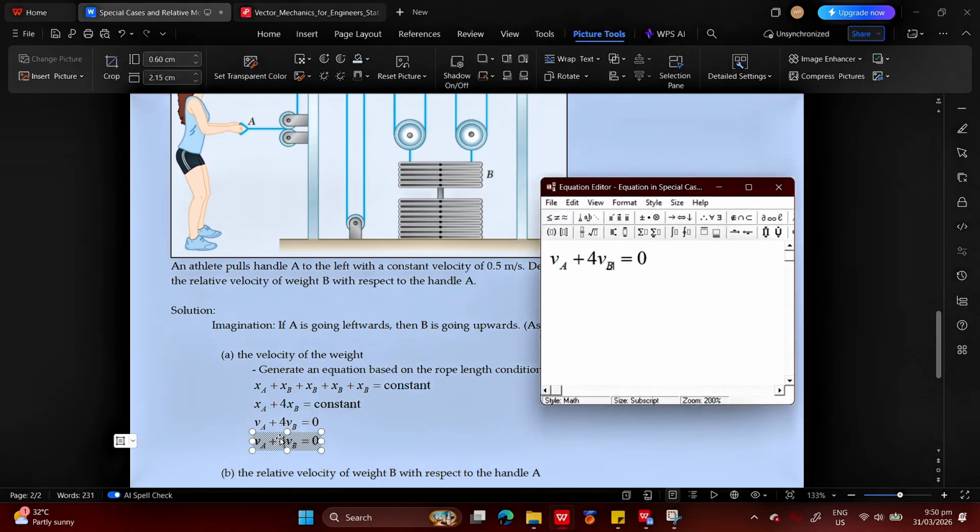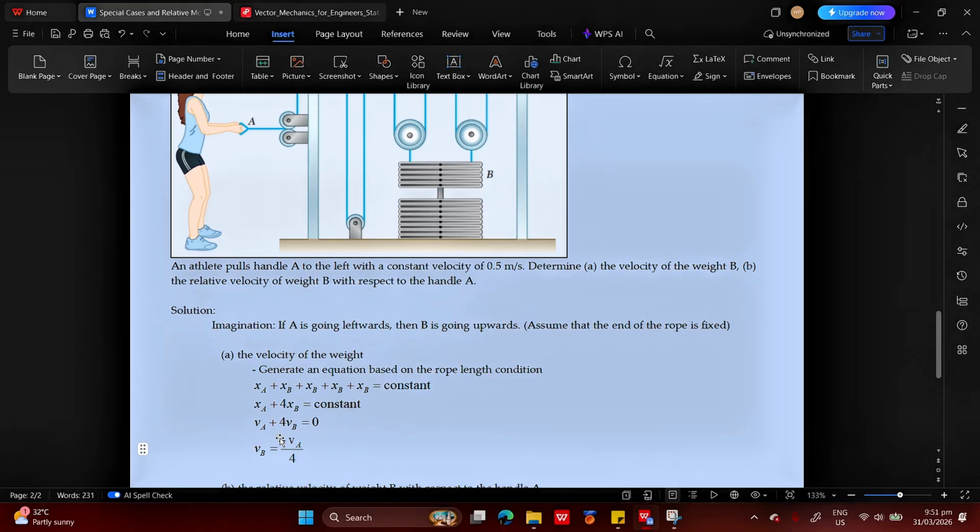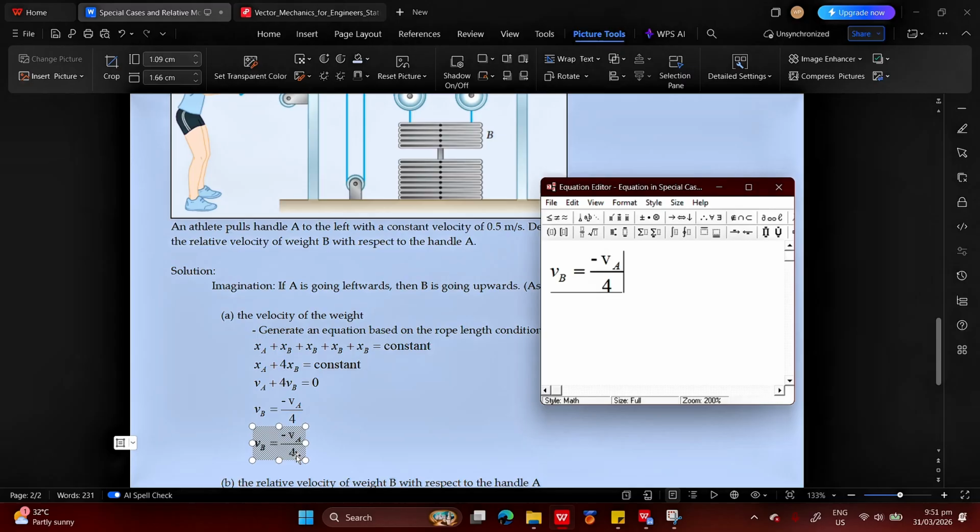Alright, so what we are looking for here is the velocity of the weight B. So we need to isolate V_B. If we transpose V_A, we will have V_A, but it will be divided by 4, negative. Okay, that's it. And I think V_A is given. Yes, V_A is 0.5 meter per second, and its direction is not necessary for now. We just know that it is 0.5 meter per second.